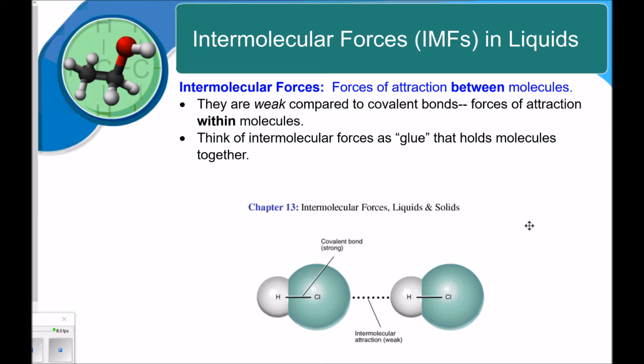I know you're excited. This video is over intermolecular forces, and I'm starting at the top of page 6 in your notes. As usual, have something to write with and a highlighter.